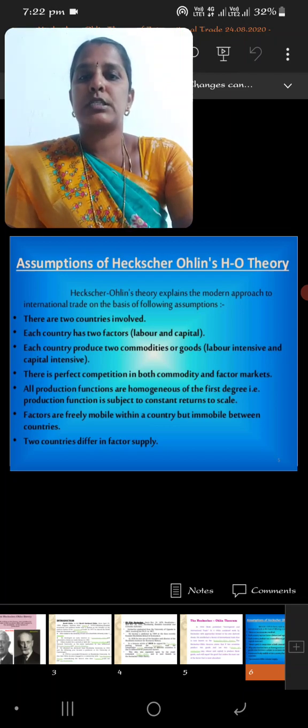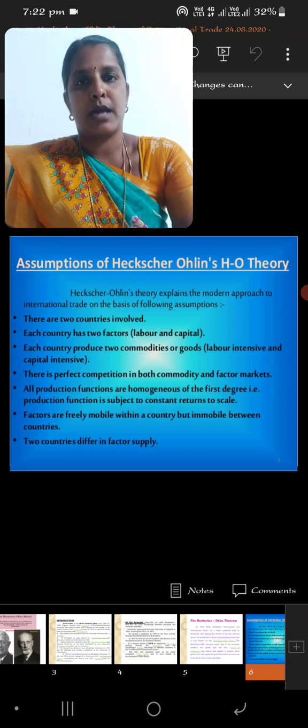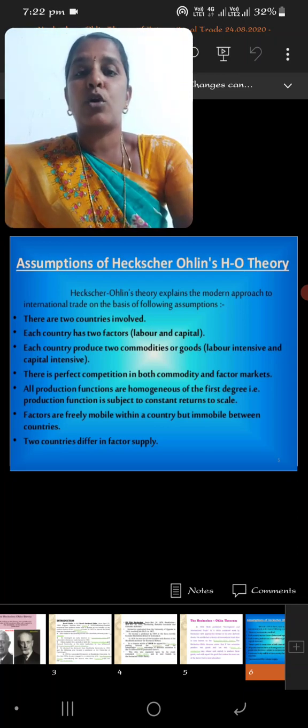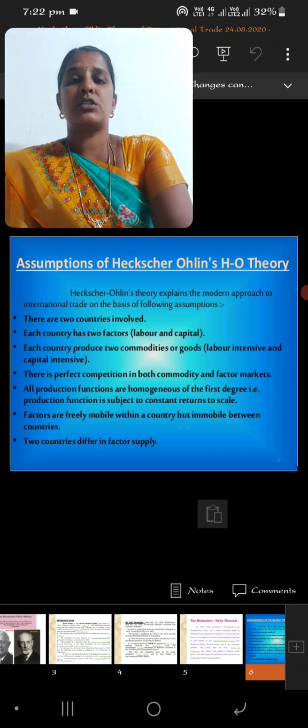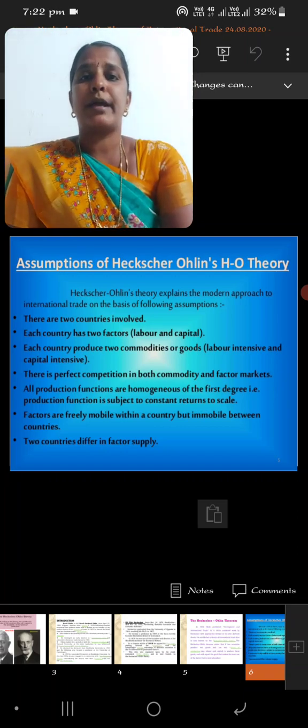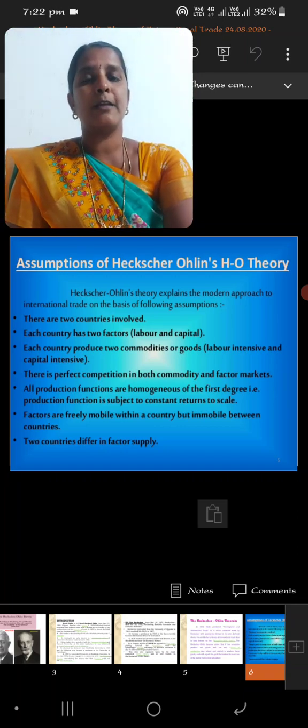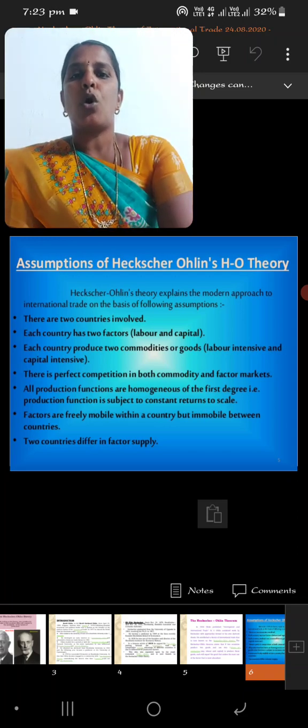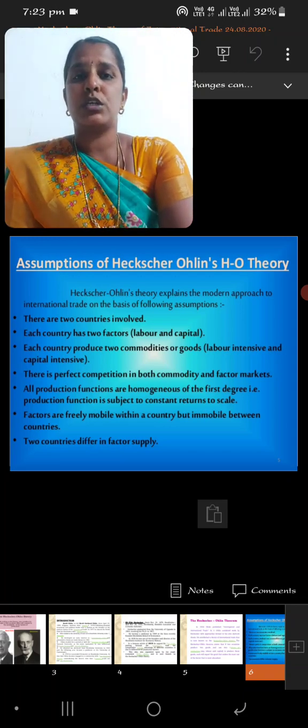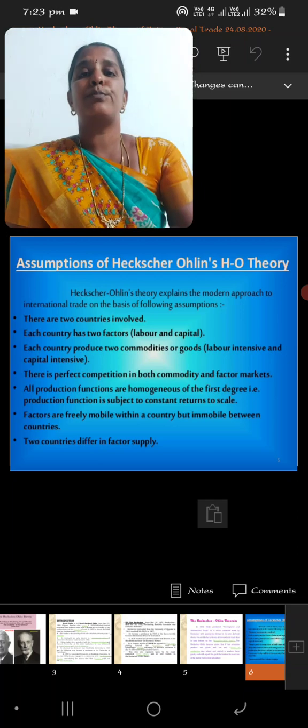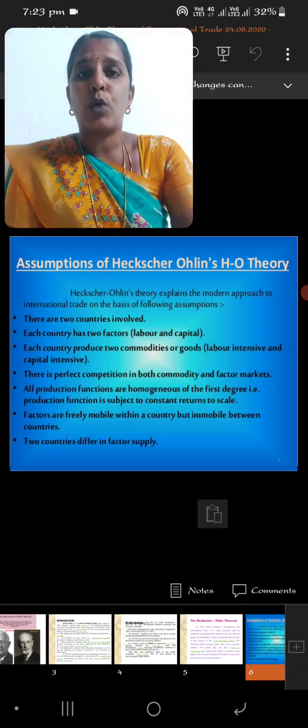The next assumption is that there is perfect competition in both the commodity and factor markets. Perfect competition means a large number of buyers and sellers are available in the particular market. All production functions are homogeneous. Homogeneous means the product is the same.